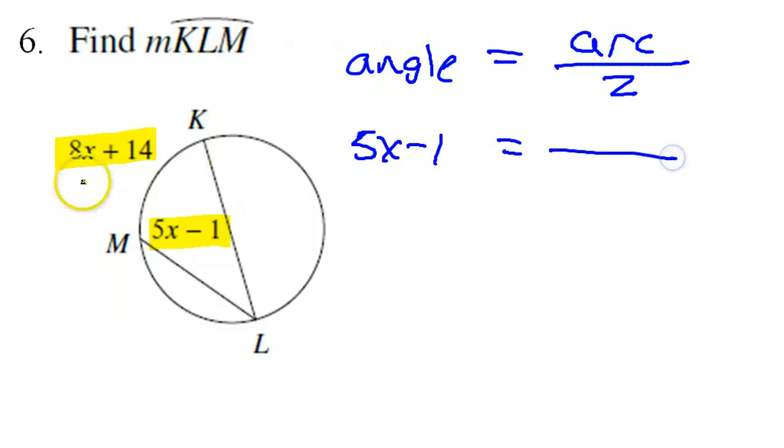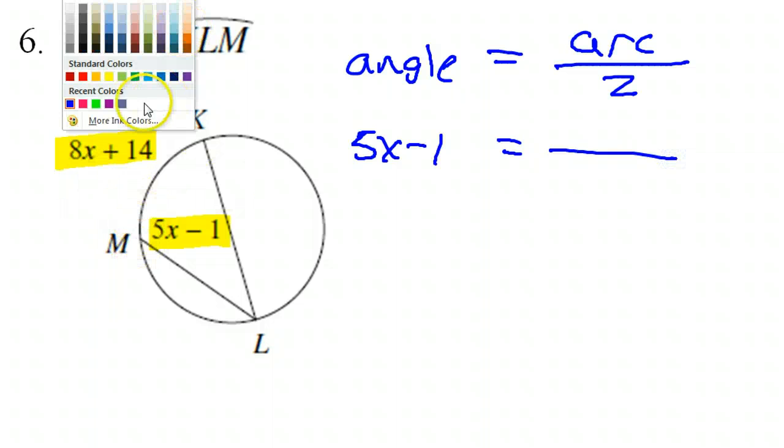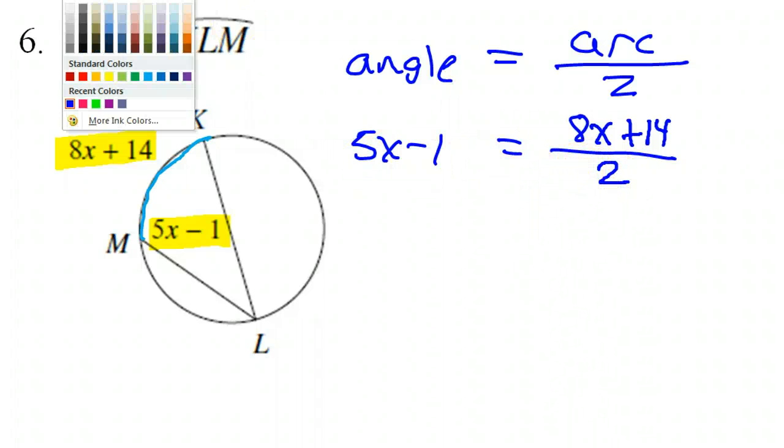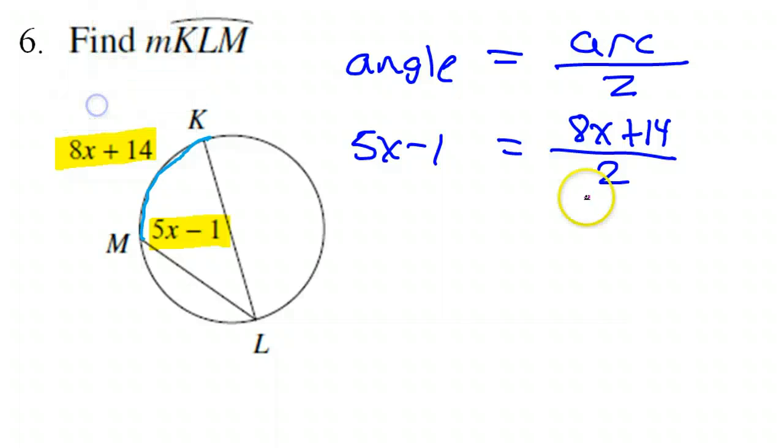Okay, that just leaves the arc. So clearly the MK here is the arc. That's your 8x plus 14. So 8x plus 14. Angle equals arc divided by 2. So we just have to solve this equation. We can do that by multiplying by the denominator, as we often do, on both sides. So these are going to cancel out.